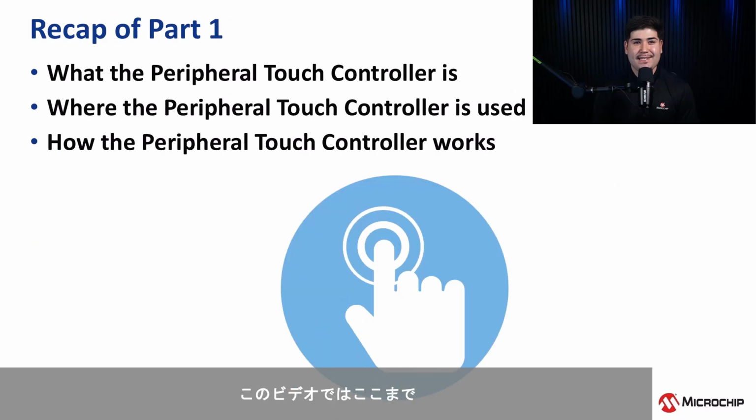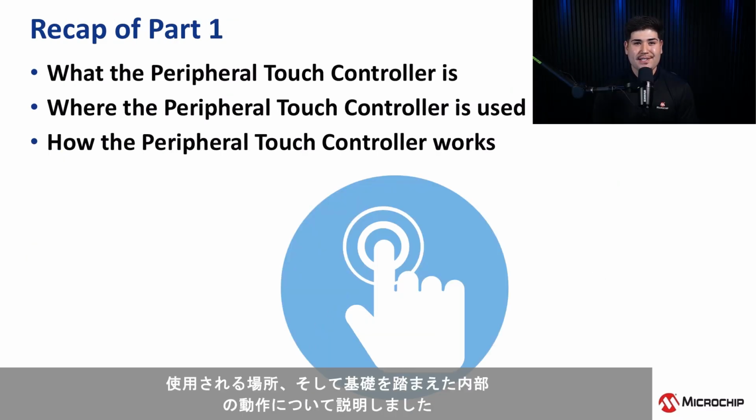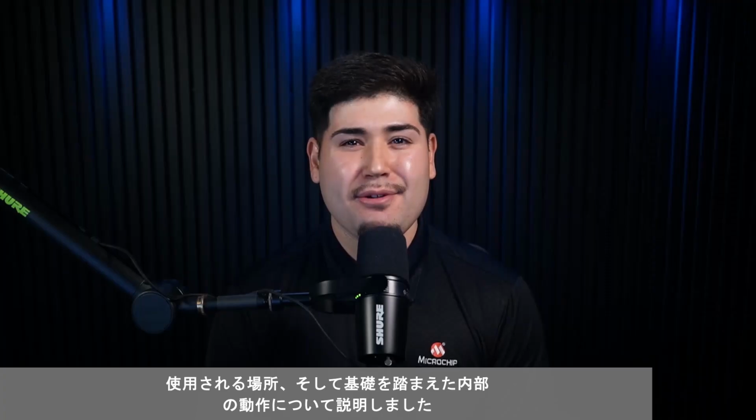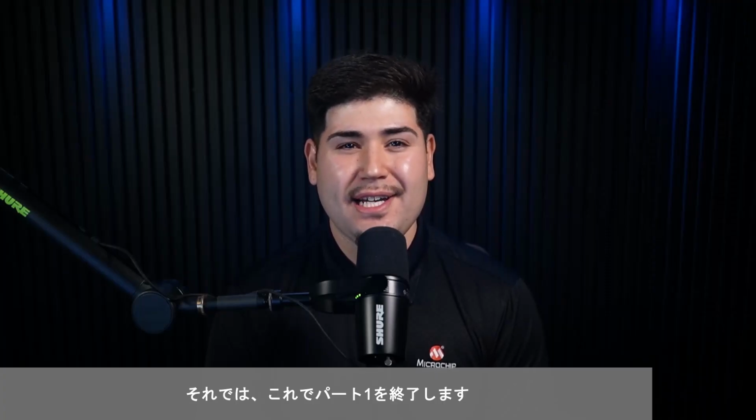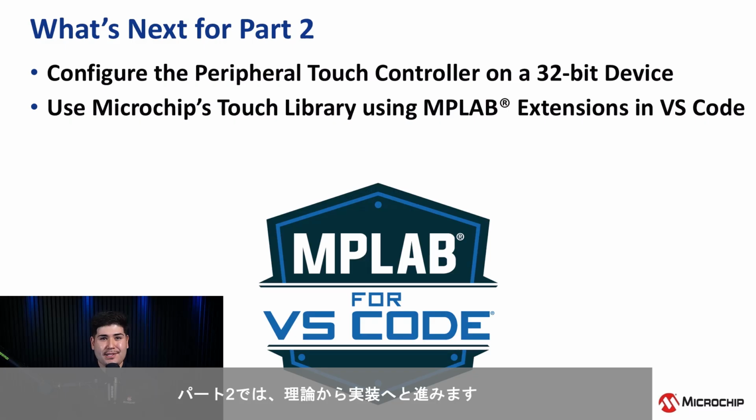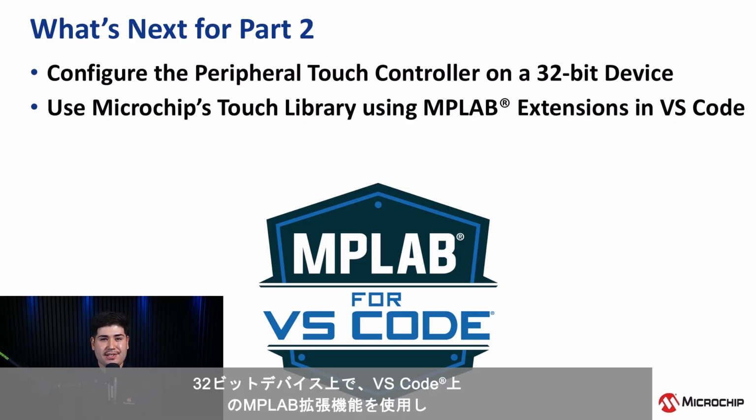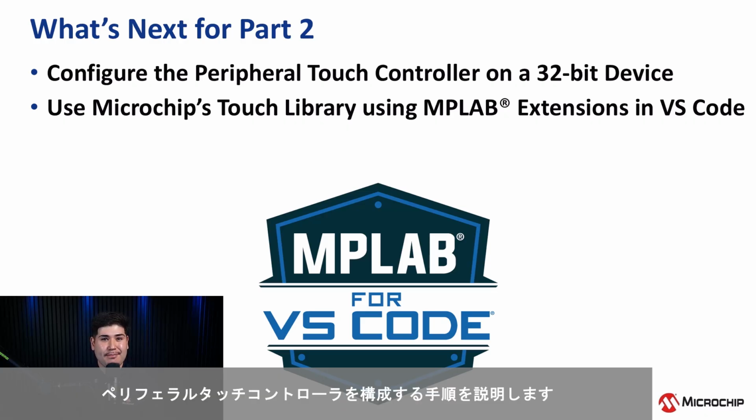At this point in the video, we've talked about what the Peripheral Touch Controller is, where it's used, and how it works internally. With that foundation in place, that's going to go ahead and wrap up part one. In part two, we'll move from theory to implementation. We'll walk through configuring the Peripheral Touch Controller using Microchip's touch library and MPLAB Code Configurator using the MPLAB extensions within VS Code on a 32-bit device.